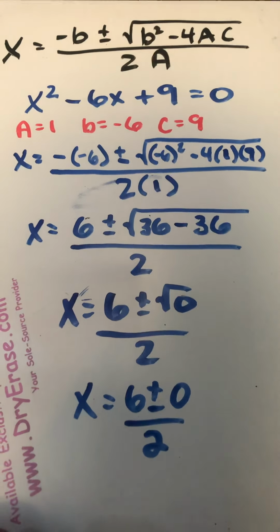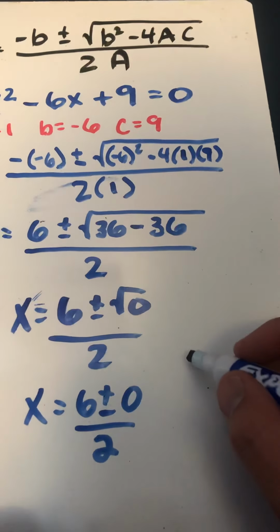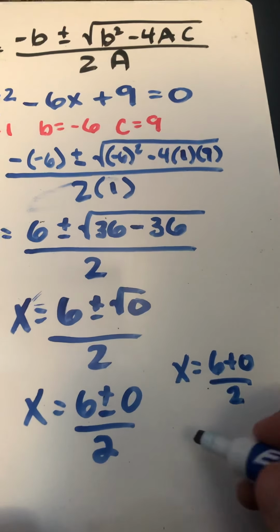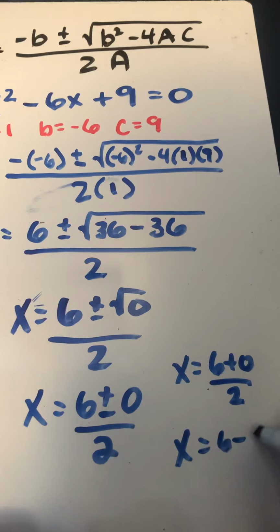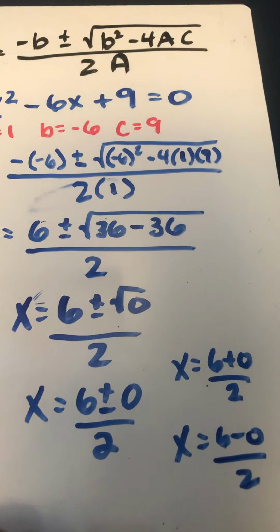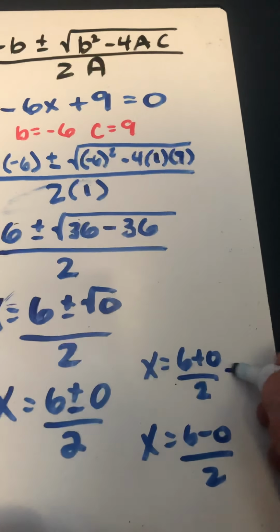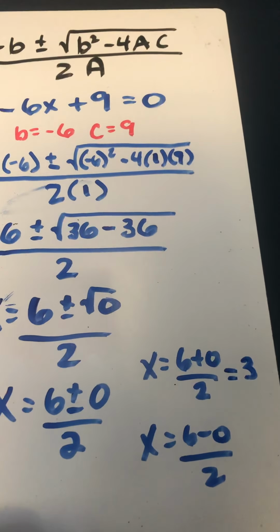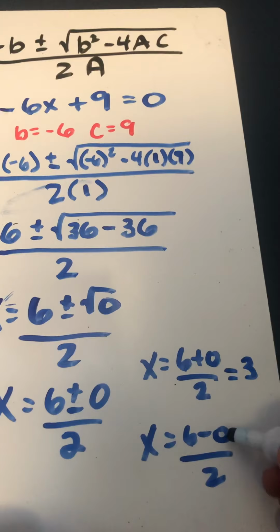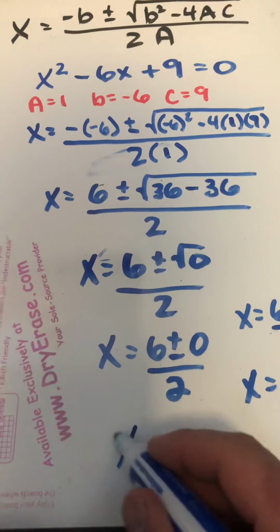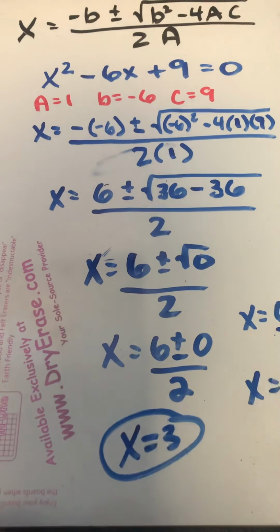What does that plus or minus mean? It means there's two solutions. One of them is 6 plus 0 divided by 2, and the other one is 6 minus 0 divided by 2. 6 plus 0 is 6, divided by 2 is 3, so we have a solution of x equals 3. And 6 minus 0 is 6, divided by 2 is again 3. And so we find the same answer twice. Our solution here is x equals 3.